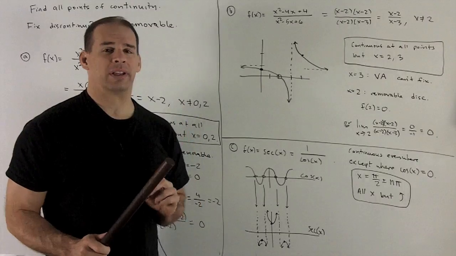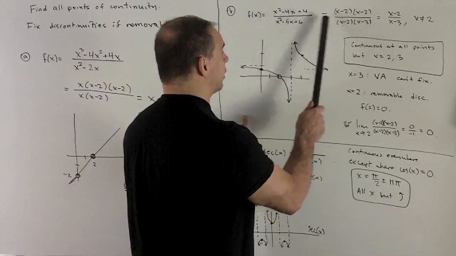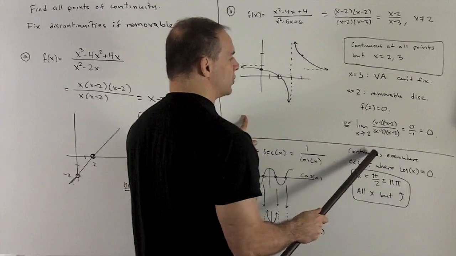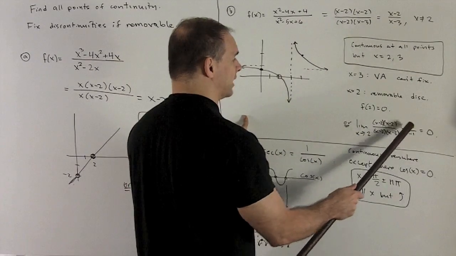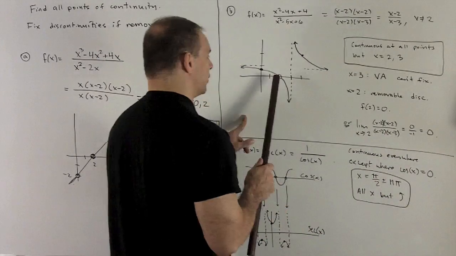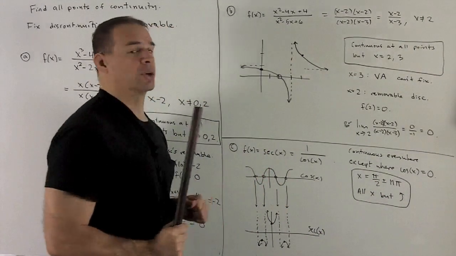We want to make sure that the limit agrees with that. If I take the limit as x goes to 2, we factor like so. The x minus 2's go away, leaving me with x minus 2 over x minus 3. I put the 2 into that, I get 0 over minus 1, and I get my 0. So we can fix this point, but we can't fix the asymptote.